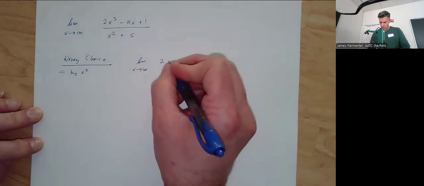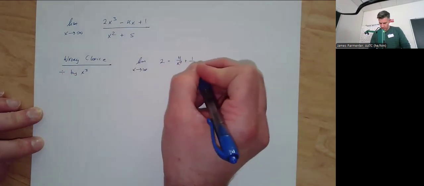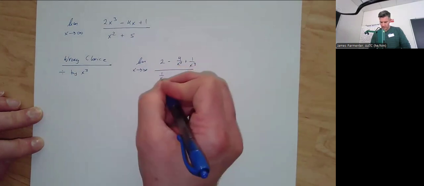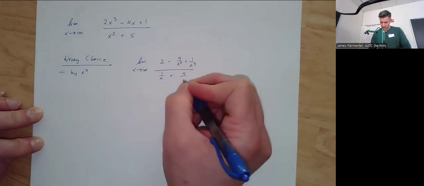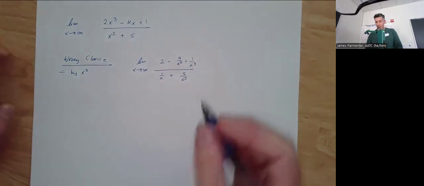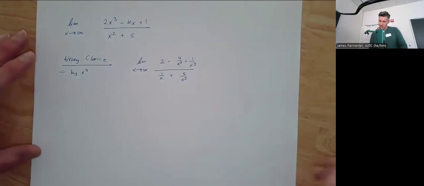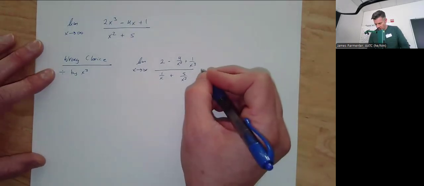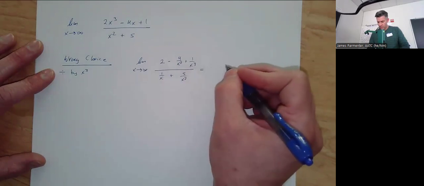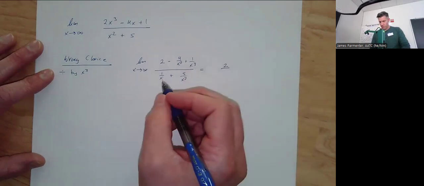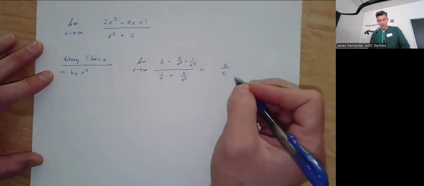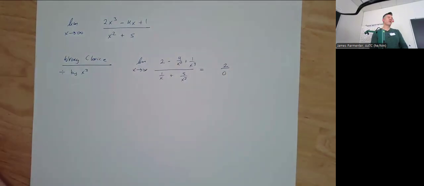We get 2 minus 4 over x squared plus 1 over x cubed, over 1 over x plus 5 over x cubed. And what happens is, you're going to get 2 minus 0, which is 2, over 0 plus 0, which is 0. Although you could probably make a convincing argument here, it's not always going to be easy to tell if that denominator is slightly positive or slightly negative.